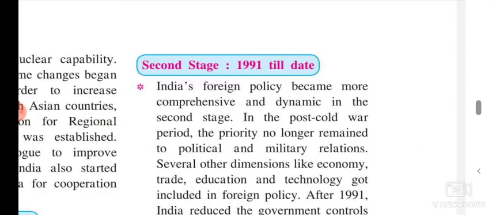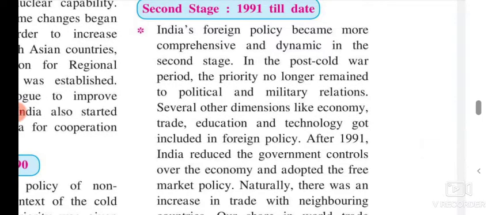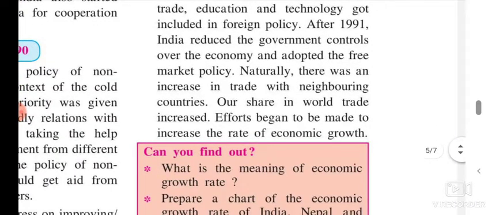Second stage, 1991 till date. India's foreign policy became more comprehensive and dynamic in the second stage. In the post-Cold War period, the priority no longer remained only political or military relations. Several other dimensions like economy, trade, education, and technology got included in foreign policy. After 1991, India reduced government control over the economy and adopted the free market policy. Naturally, there was an increase in trade with neighboring countries. Our share in world trade increased. Efforts began to be made to increase the rate of economic growth.